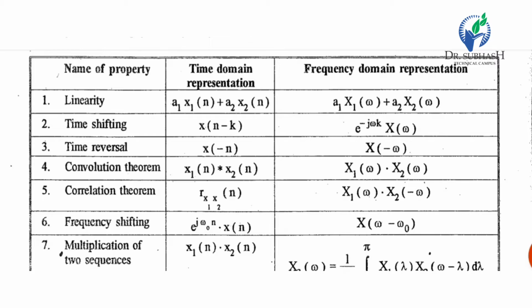The next and very important property is the convolution theorem. Convolution of two time domain signals becomes multiplication in the frequency domain. So x1 of n convolution x2 of n equals X1 of omega multiplied by X2 of omega.